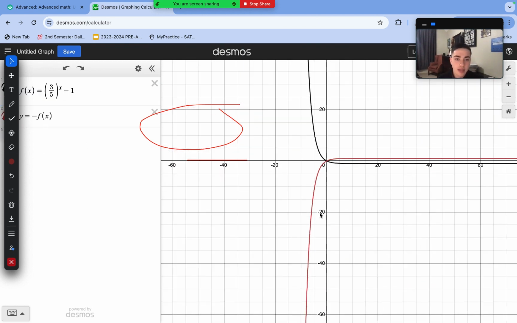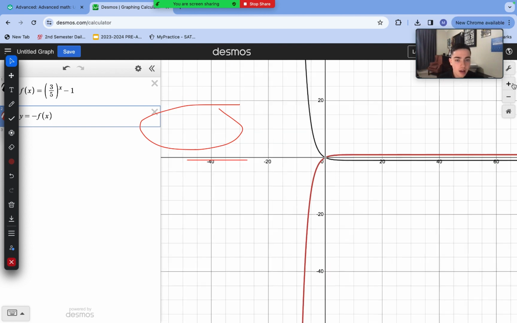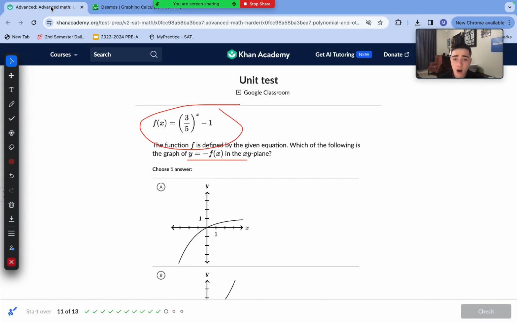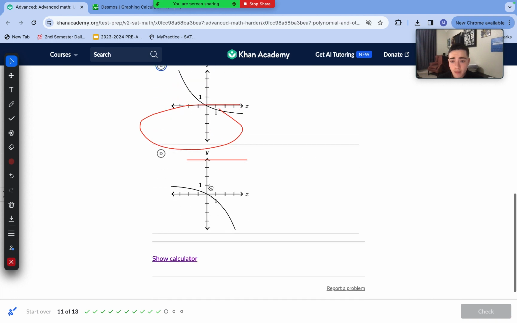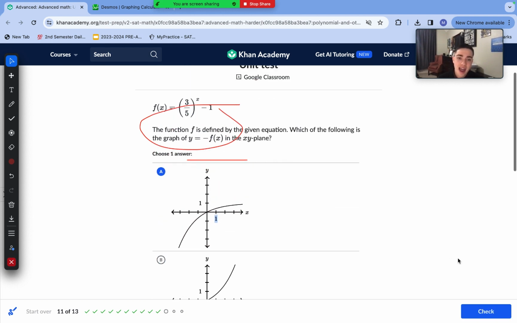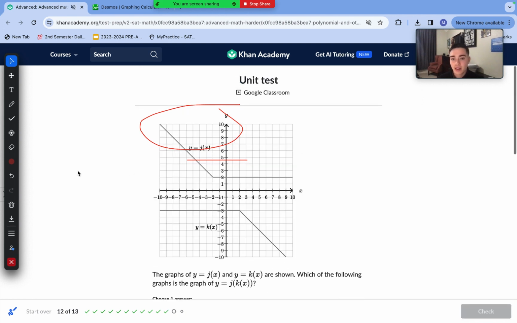We can see clearly that this red graph comes from negative infinity, and then we cross the y-axis at 0, 0, and then we have an asymptote at positive 1. The only graph that matches that is answer choice A. So answer choice A is correct here.